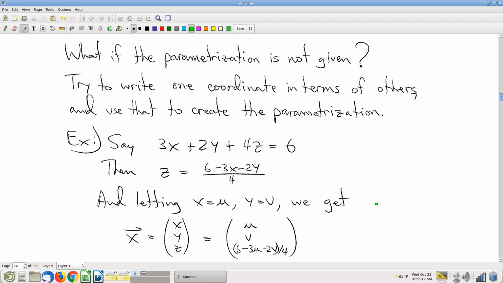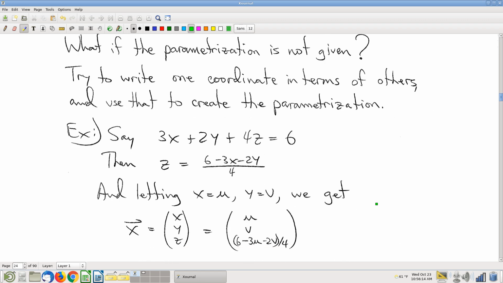Okay. How do you get that parameterization? There is no single magic trick for this, but there is a really good trick that works very often. Usually. And this is what I like to call the graph parameterization. The big idea is, in whatever algebra you're given, try to write one of the coordinates in terms of the others. If you can do that, then you can almost instantly write down a parameterization. This is my favorite trick for parameterizing, by far.